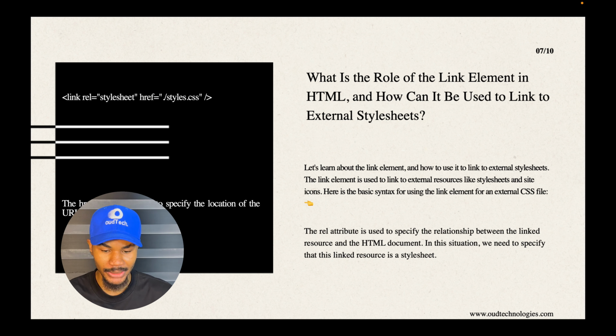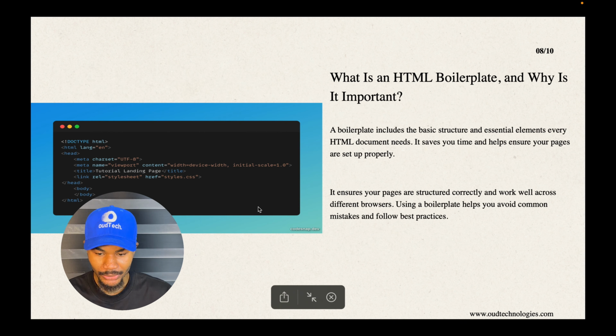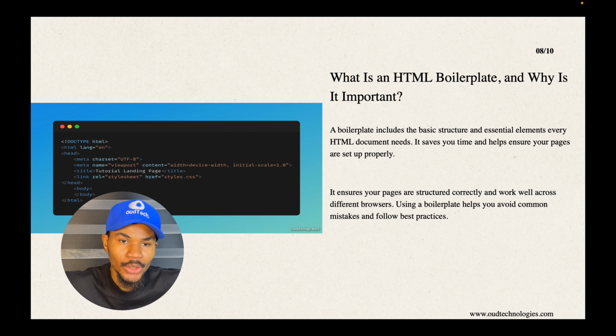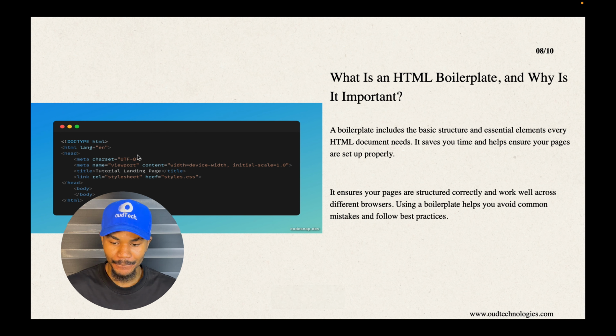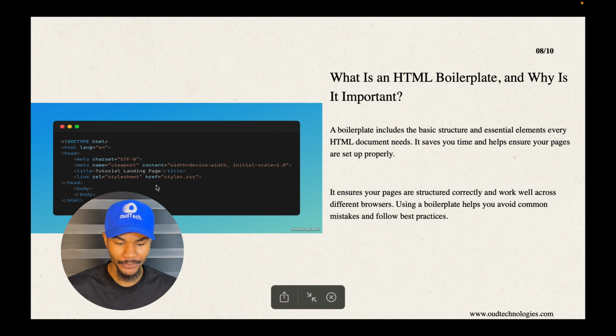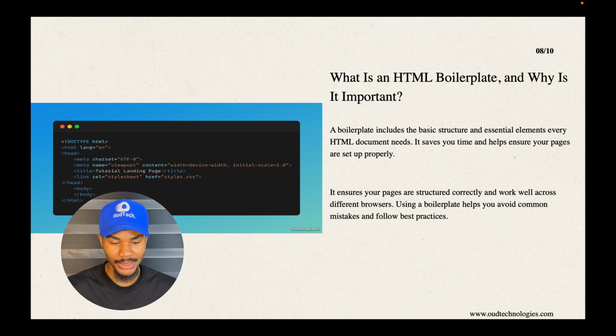So yeah, basically, like I said, the next thing we have is what is an HTML boilerplate and why it's important. Okay, so the image we have here is an HTML boilerplate. Basically it includes a basic structure of the HTML document, so you have everything you need to start building your web page. This makes it easier and quicker for you to just set up and start building, and it also reduces some errors or some things that you might miss out.